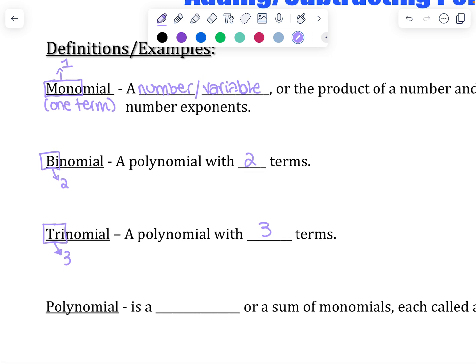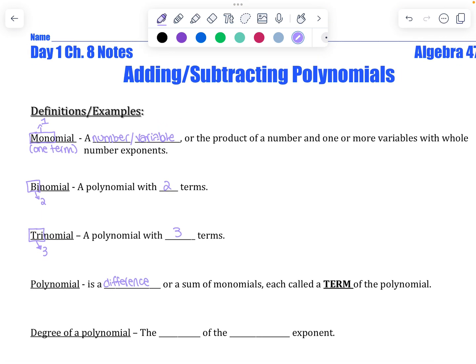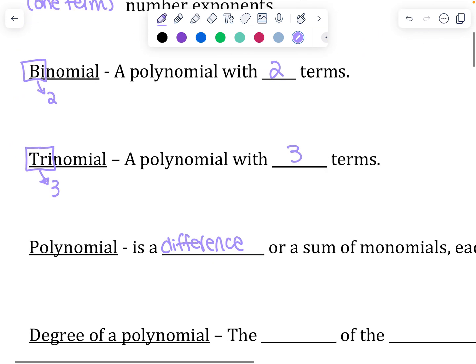Now, a polynomial is a difference or a sum of monomials, each called a term. So just know poly, that root word, means four or more terms. So again, a lot of plus or minus signs in a polynomial.